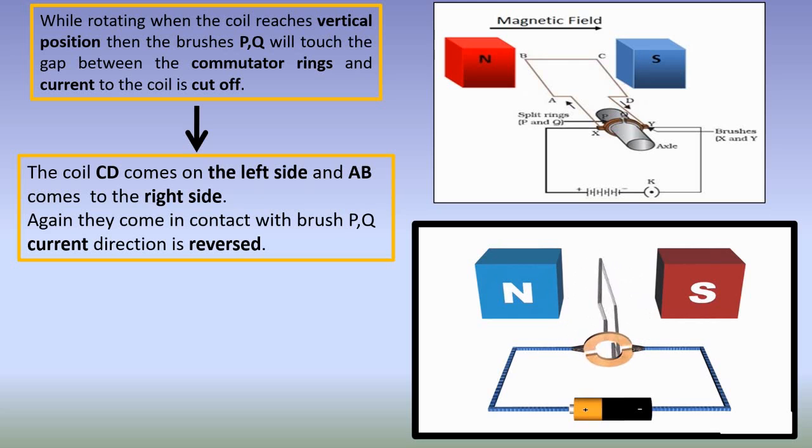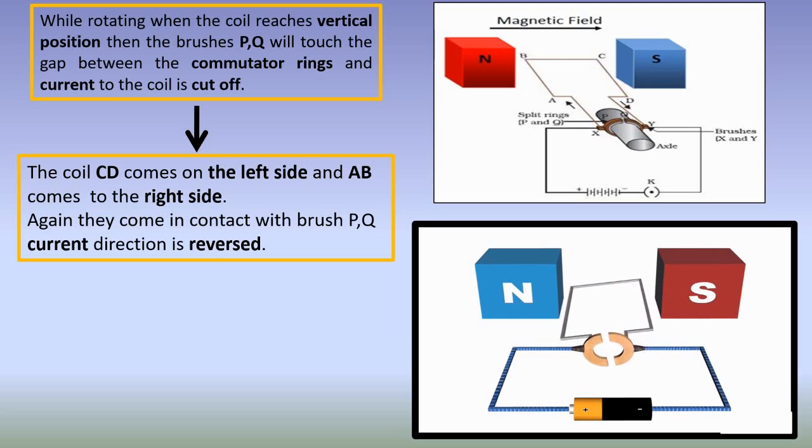So when this ABCD is in the vertical position, the brushes touch the gap between the split rings, right? During this time the current is cut off, but ABCD will continue to rotate and it will come to the horizontal position again because of moment of inertia.